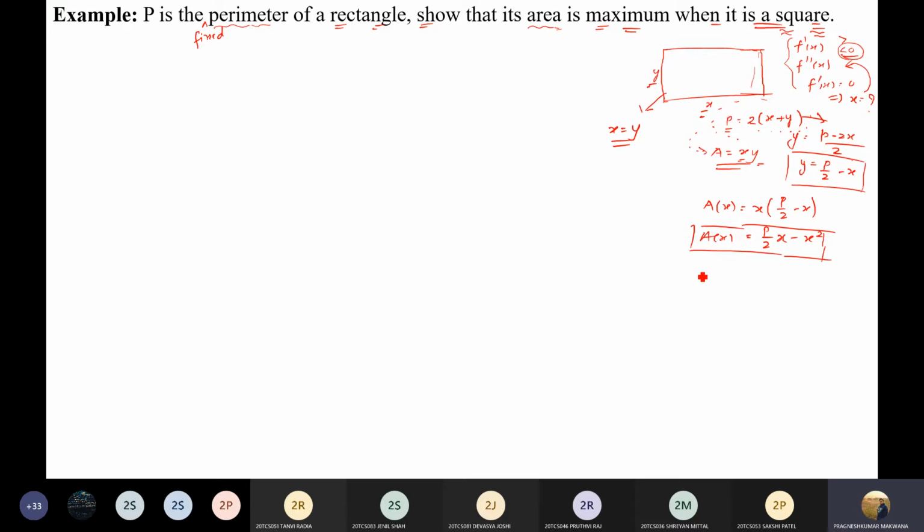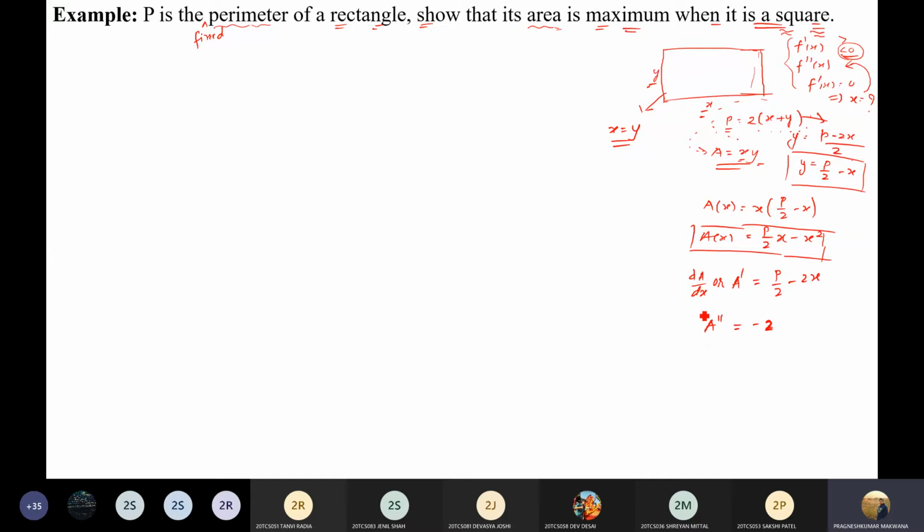So now we want to find the derivative. Here we want to find dA by dx, or you can write A dash. What is the answer for A dash? P by 2 minus 2x. Very good. Now we want to find A double dash. It is minus 2. So the value of the double derivative is minus 2.